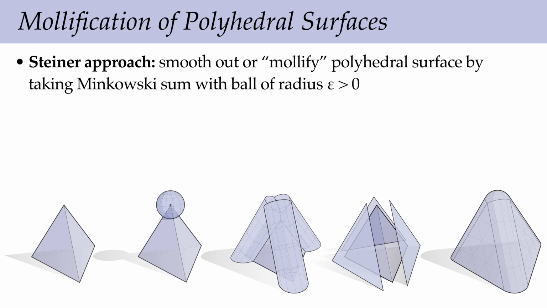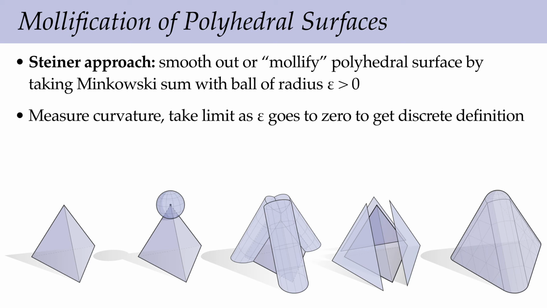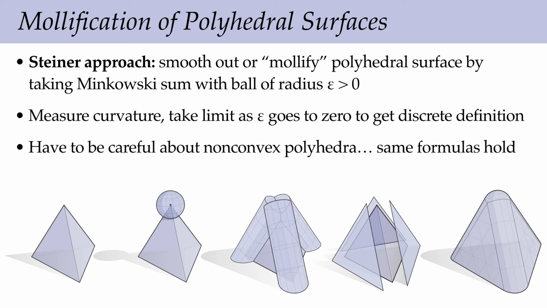Our strategy then for getting a definition of discrete curvature is to say, hey, we're in good shape. We now have a nice, pretty smooth looking surface, we can just measure the curvature in the ordinary way and then take the limit as epsilon goes back down to zero to get a discrete definition. Now, one small word of warning, which is that to really do this right, we have to be careful about non-convex polyhedra. But in the end, the same formulas for discrete curvature will hold.